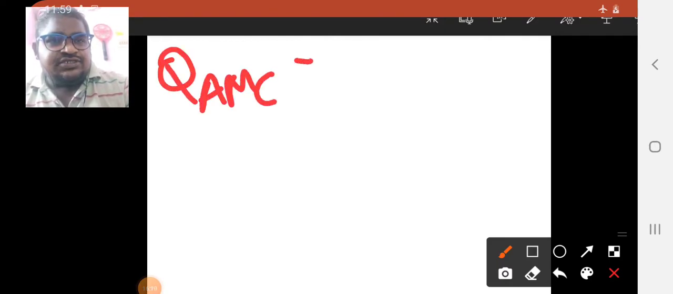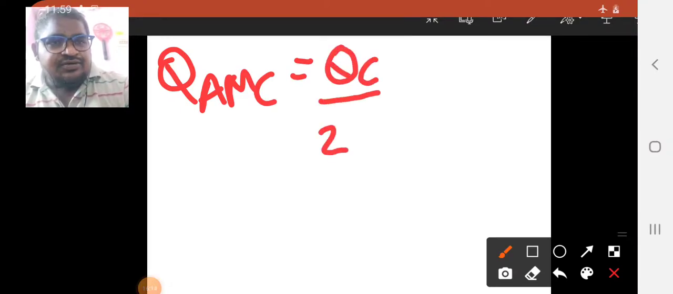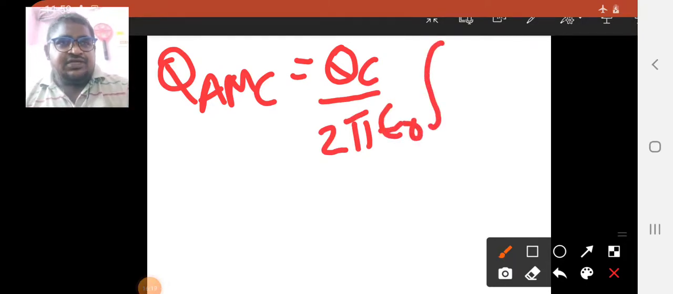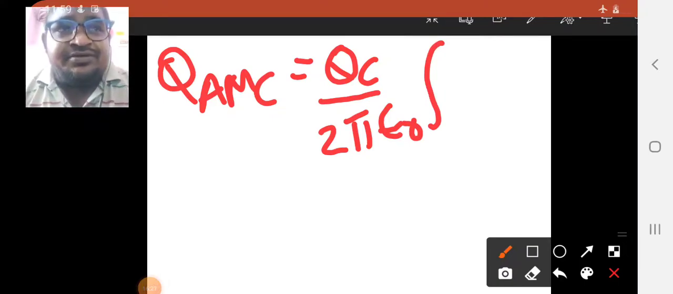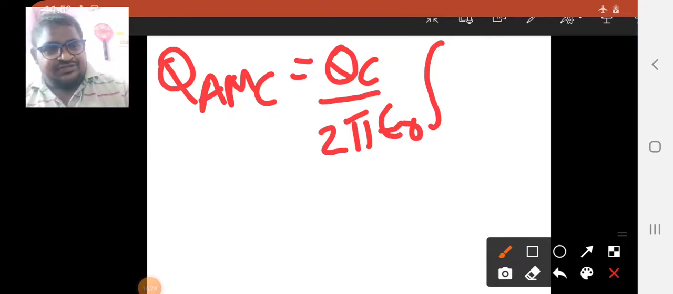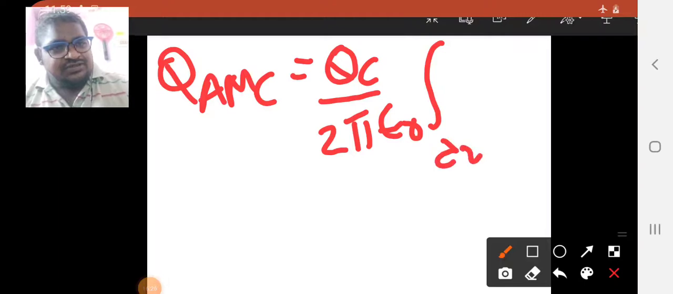Next, similarly, what is QAMC? QAMC is given by QC by 2 pi epsilon naught integral. Let us assume the distance between A and C is small d2, d2 to infinity dx by x.